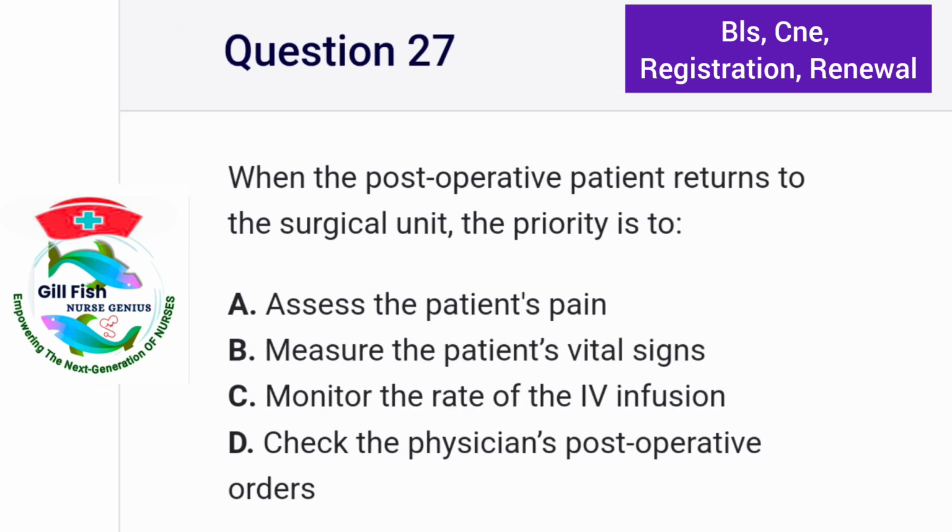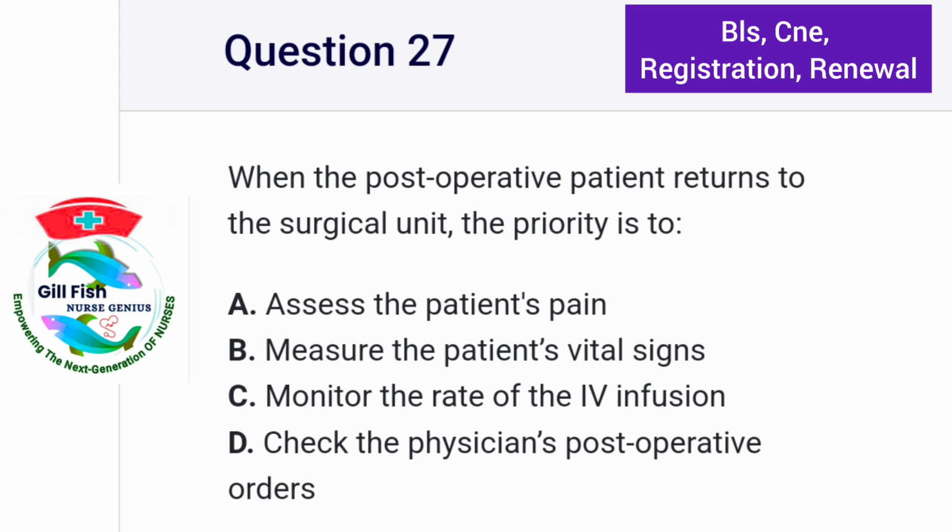Okay, fine. Next question. When the postoperative patient returns to the surgical unit, the priority is to first, what are the priorities we are going to assess? Option A, assess the patient's pain. Option B, measure the patient's vital signs. Option C, monitor the rate of the IV infusion. Option D, check the physician's post-operative orders.